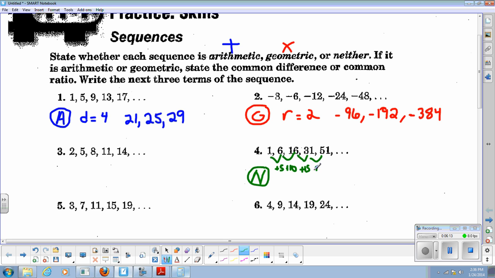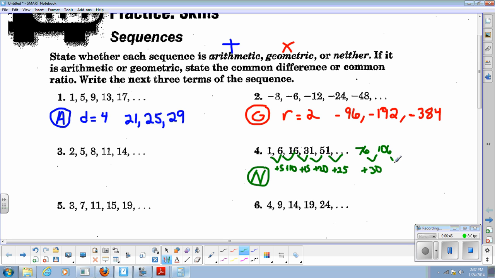So 31 plus 20 would be 51. My next number in the pattern would then be a plus 25. And 51 plus 25: 1 plus 5 is 6, 5 plus 2 is 7, so I have 76. Now I'm going to continue my pattern. Plus 30: 6 plus 0 is 6, 7 plus 3 would be 10. So the number is 106.